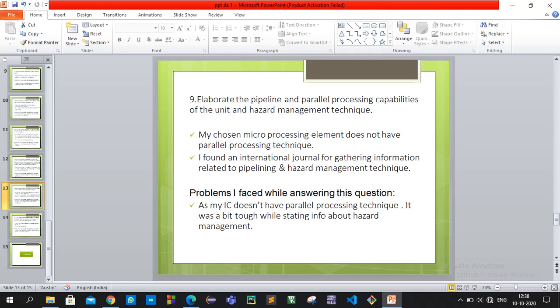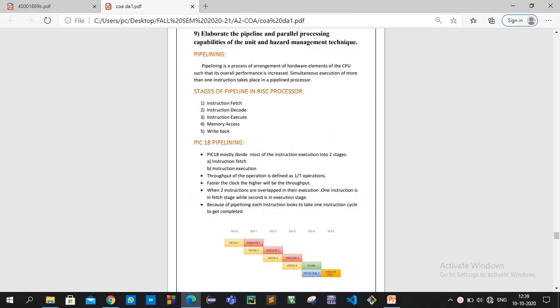Ninth question is to elaborate the pipeline and parallel processing capabilities of the unit and also hazard management techniques. My chosen microprocessing element does not support parallel processing. I found an international journal for gathering information related to pipelining and hazard management techniques, and also some information from Tutorials Point. Coming back to the DA, this is basic information about pipelining and stages of pipelining, that is instruction fetch, decode, execute, memory access and write back.